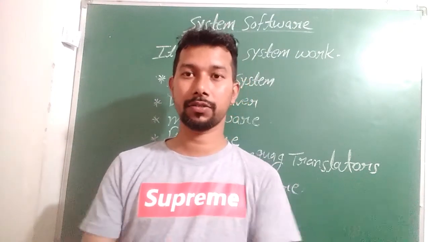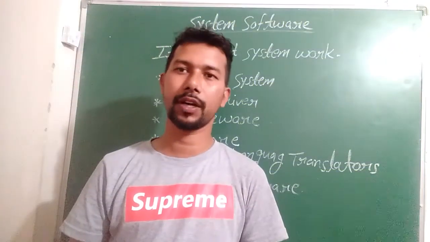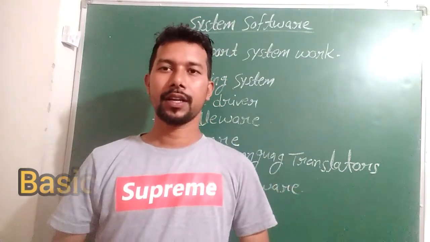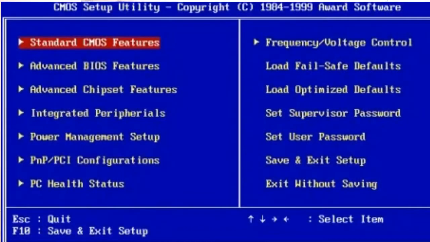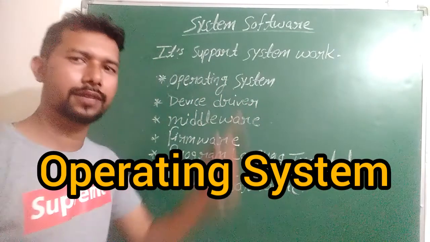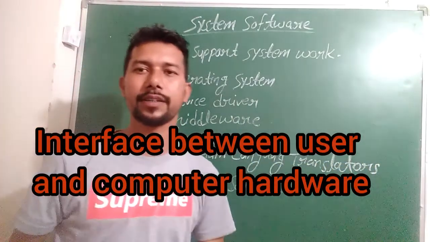Now on your screen is a BIOS screen. This is called BIOS. BIOS full form is basic input output system. It stores all types of devices connected with your computer. First is the operating system. Operating system is an interface between the user and computer hardware.